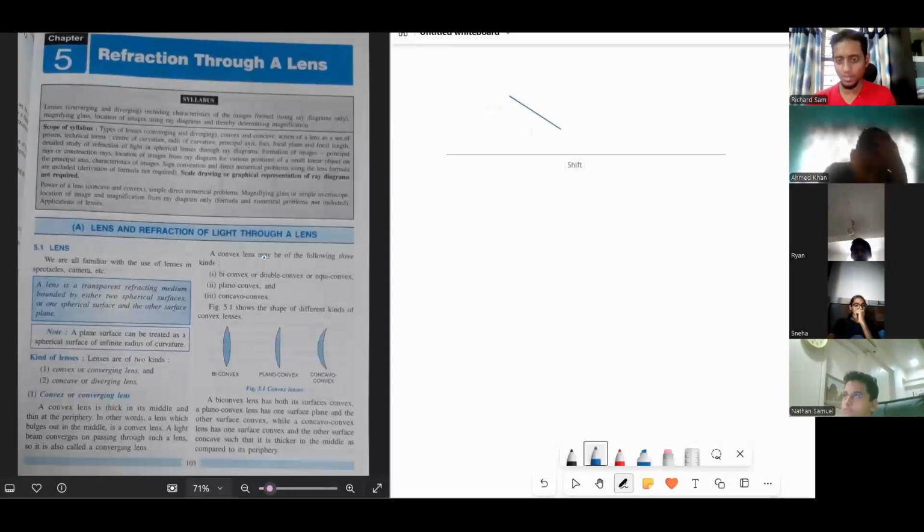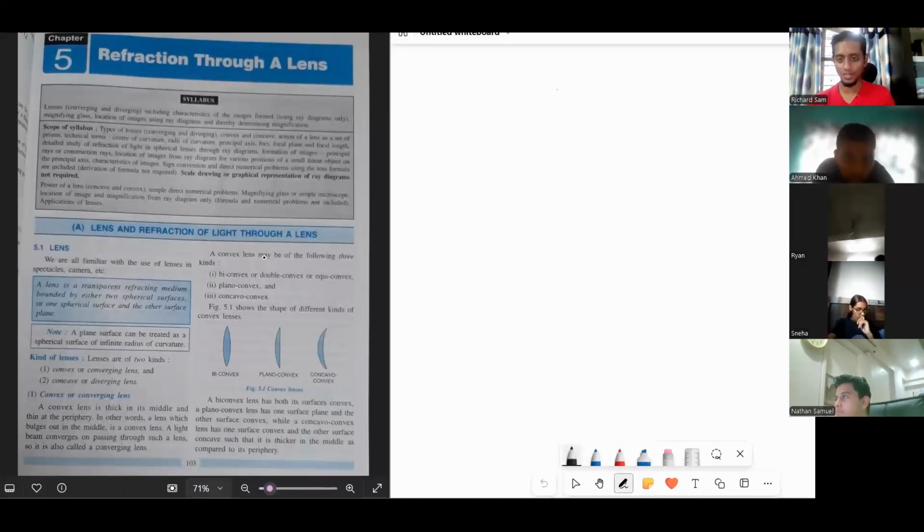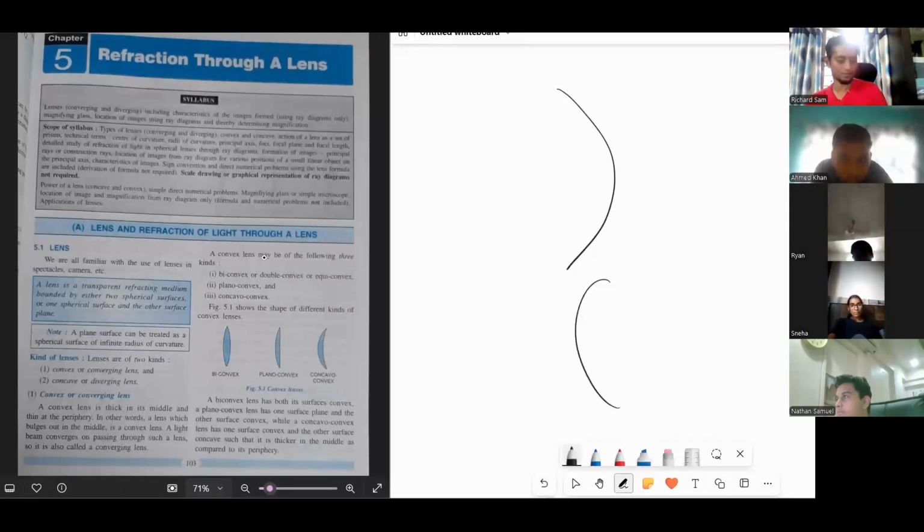So the light was coming in like this and it was bending either towards the normal or away from the normal. The thing is the surface was plane. In this chapter, the surface is not plane, it is curved. So the curvature is either like this, outward, or it is inward.